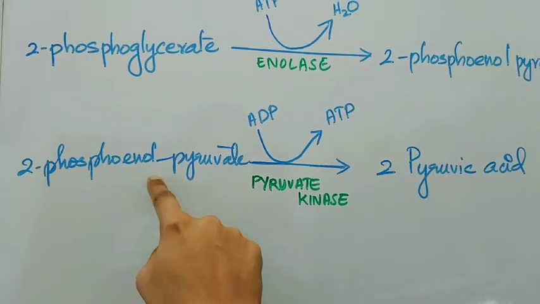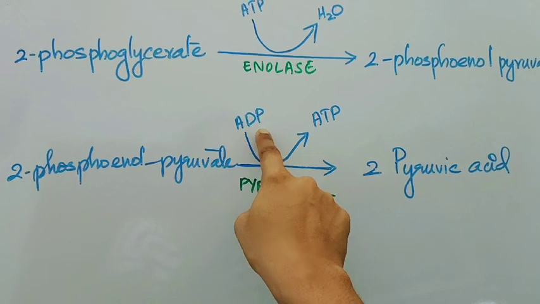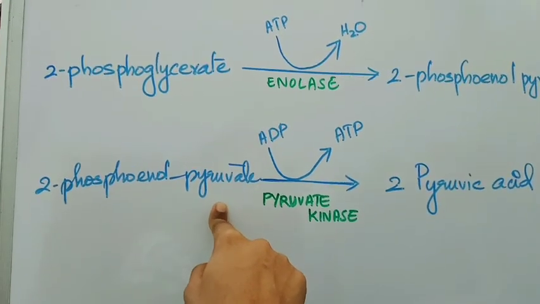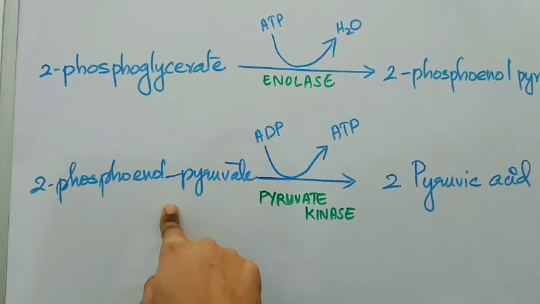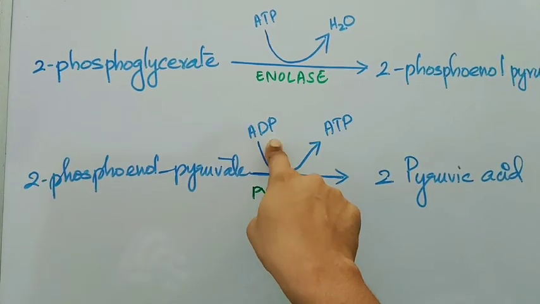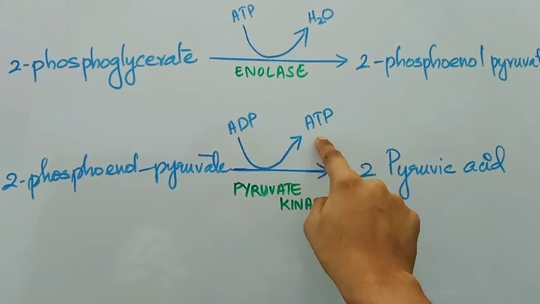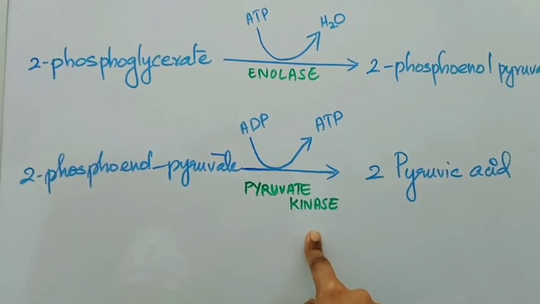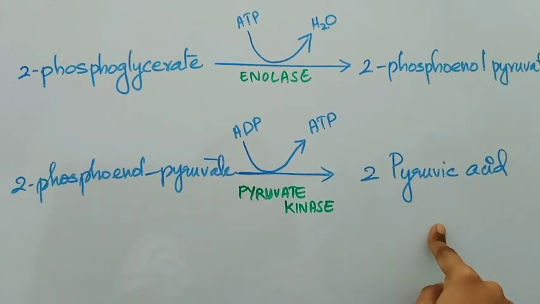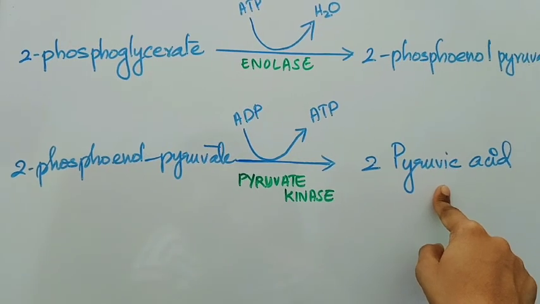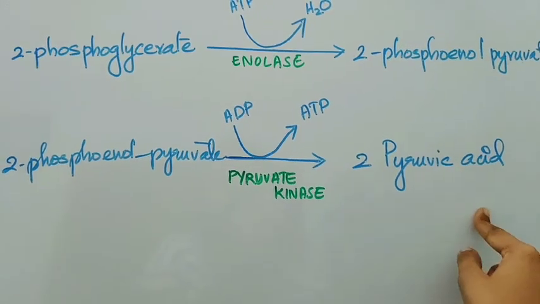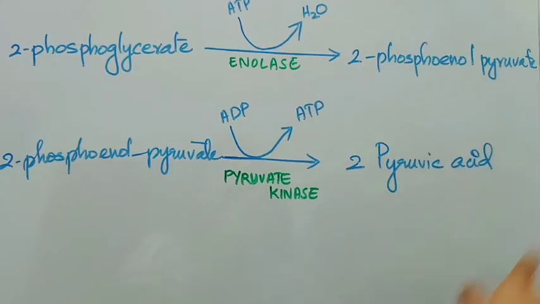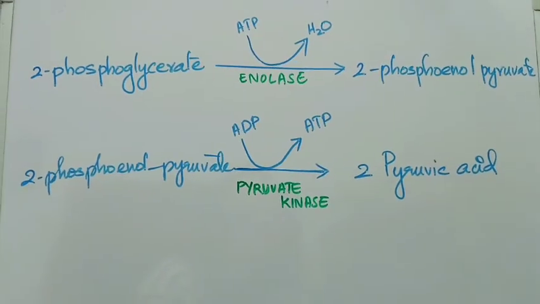Now this 2-phosphoenol pyruvate has a very high energy phosphate group. That phosphate group is transferred onto ADP, resulting in the formation of ATP in the presence of the enzyme pyruvate kinase, and hence 2 molecules of pyruvic acid are made here. Alright, so this is the total of what is happening here.